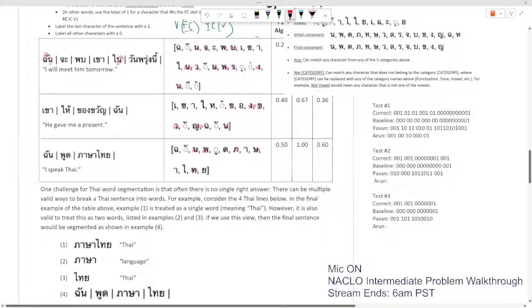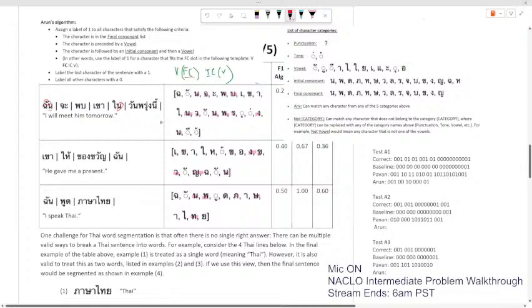This one is a final consonant following a vowel. Final consonant preceded by a vowel, followed by a vowel. Again, this is not okay. And then this is the last character, so it has to be marked with 1. So it's just 0 0 0 0 0 0 0 0 0 0 1.